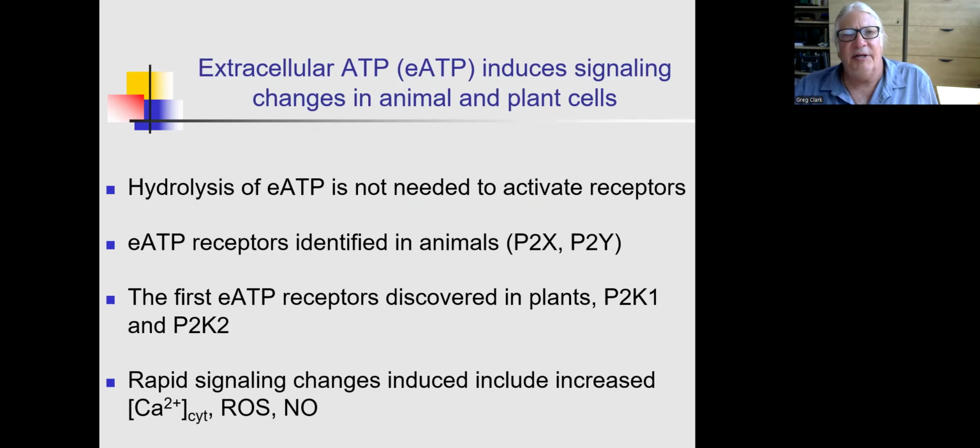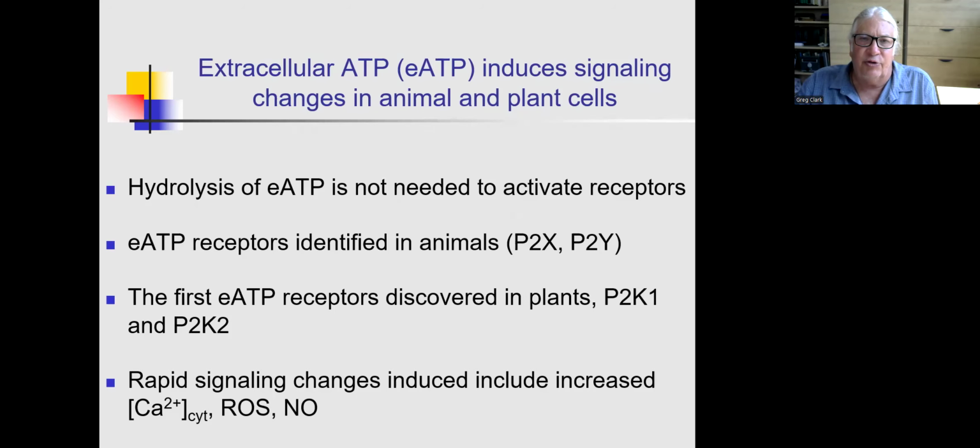So extracellular ATP is a well-known hormone-like signal in animal cells. It's been studied for almost 50 years now, and it induces signaling changes in both animal and plant cells. However, the field of research in plants is a baby of a research field, starting about 25 years ago. It's important to note that hydrolysis of extracellular ATP is not needed to activate receptors.